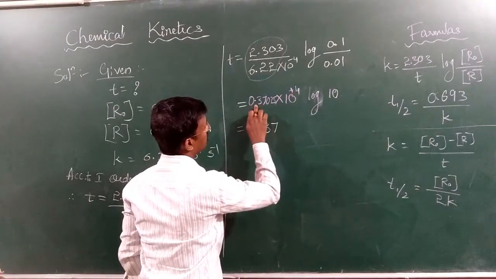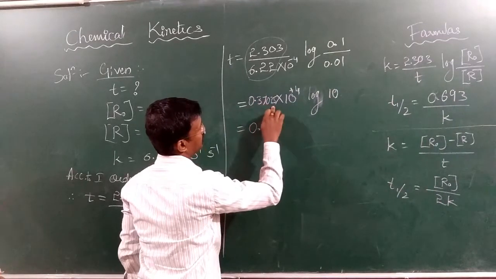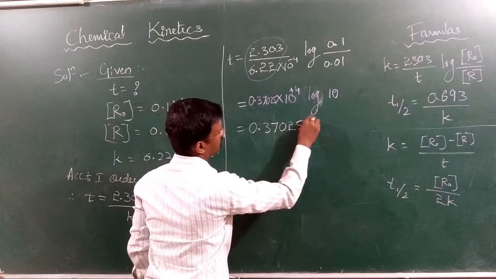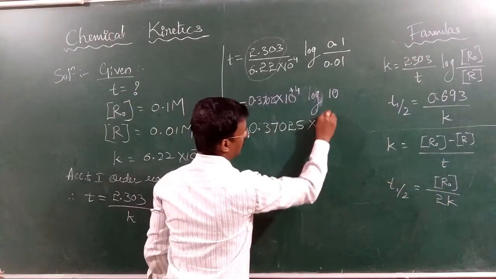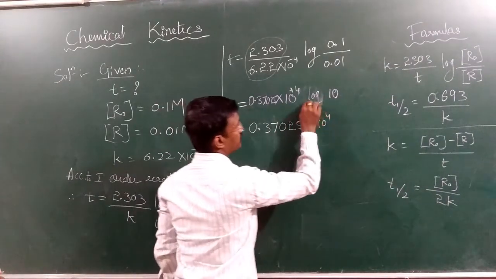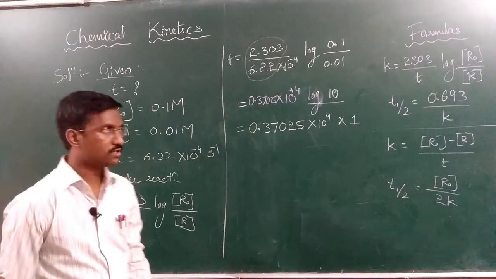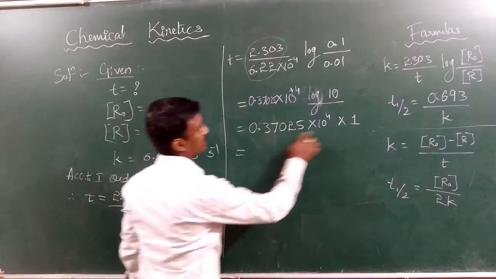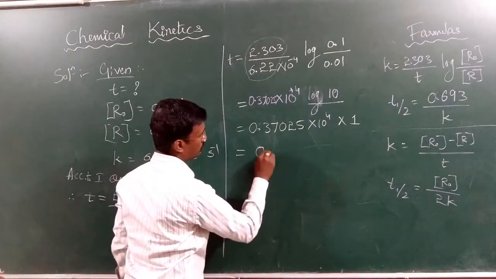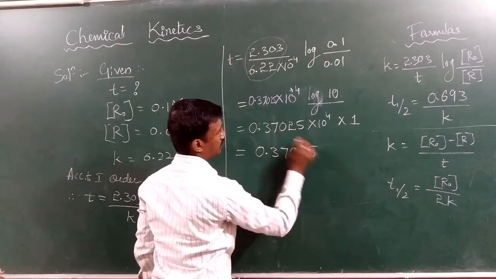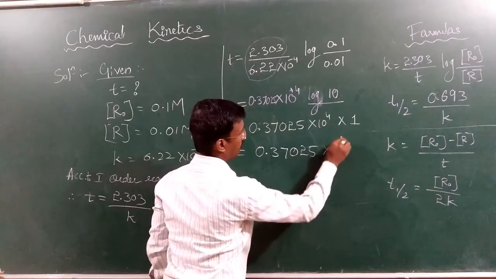By shifting this number to this side, it becomes, better you keep the same thing here only. 10 raised to 4 is as it is, but the log 10 value is 1. Log 10 value is 1. Therefore, anything into 1 is as it is. Therefore, 0.37025 into 1 means the same thing, into 10 raised to 4 as it is.